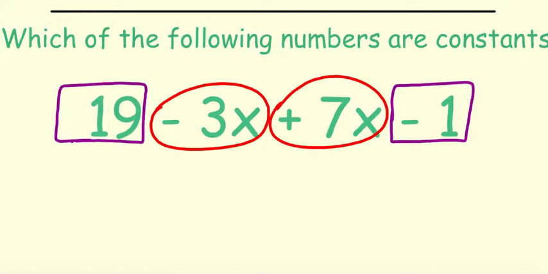Then I'm going to look at my question. My original question says, what are the constants? I know that my constants are the numbers that do not have variables. So to answer this question, my constants are the 19 and the negative 1. They do not have variables.